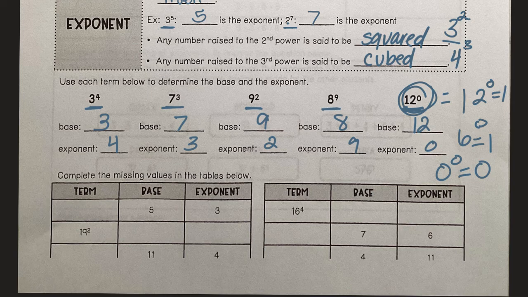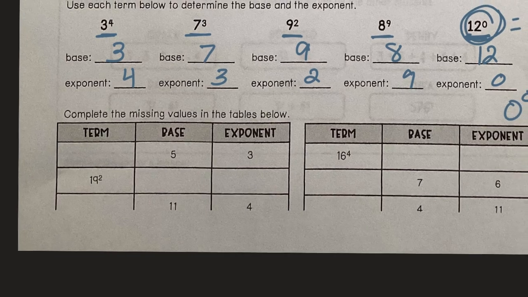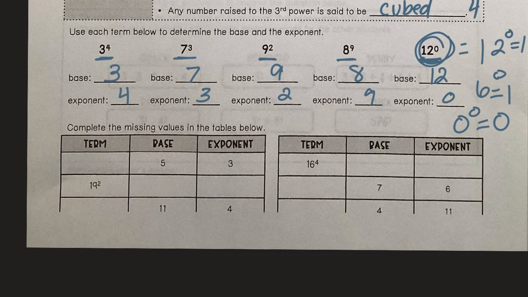Okay? Moving right along, we're going to complete the missing values in the tables below. We're going to skip a couple of these, so we're not going to fill out all of them. But again, we're just working with terms in regards to our bases and our exponents. If my base is 5 and my exponent is 3, then my term has to be 5 cubed, or 5 to the 3rd power. In this term, I have 19 as my base number, and my exponent is 2.